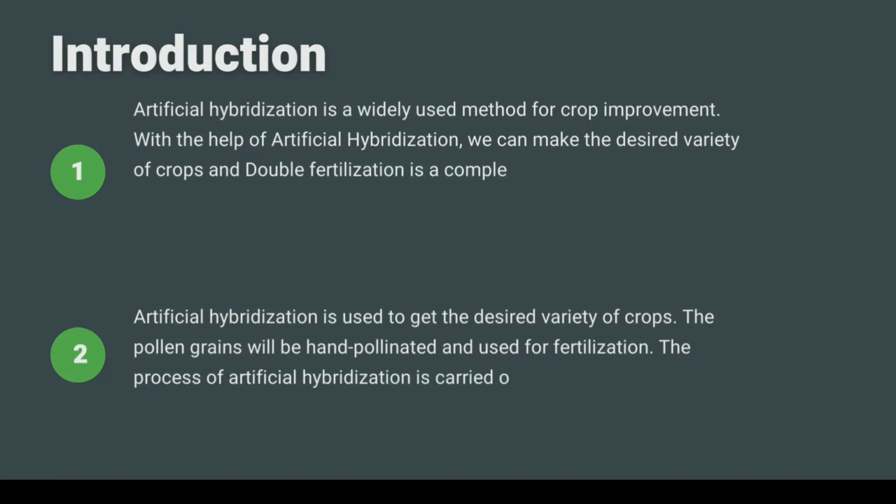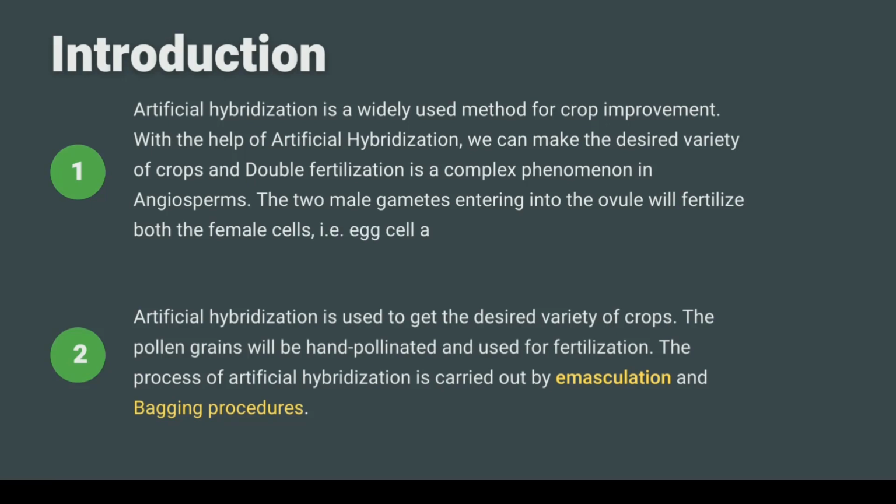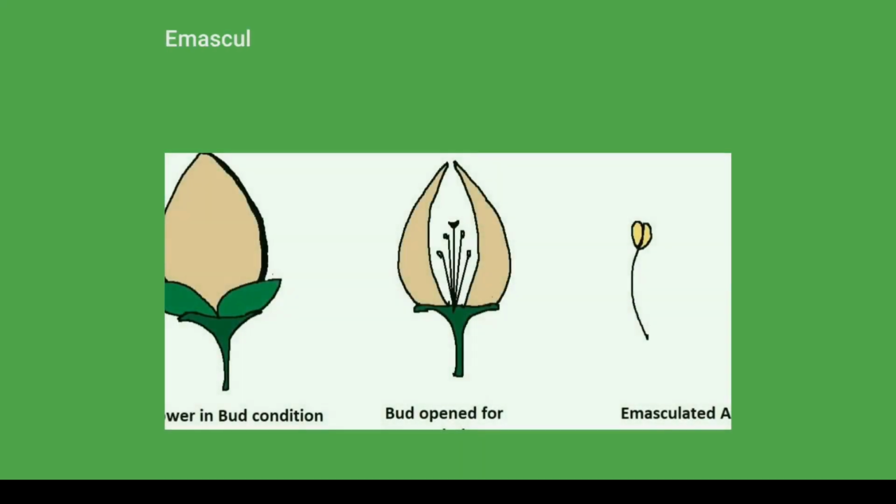On the other hand, double fertilization is a complex phenomenon in the group of angiosperms. Here, the two male gametes that enter the ovule during fertilization fertilize two female cells, that is, one egg cell and the other the secondary nucleus. And the process of artificial hybridization takes place with the help of one particular process called emasculation.